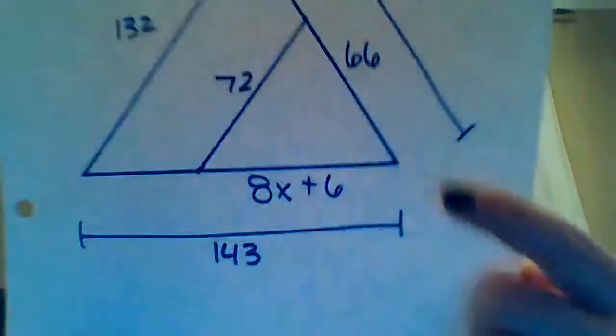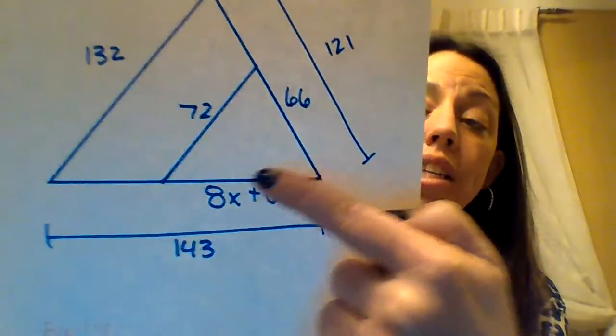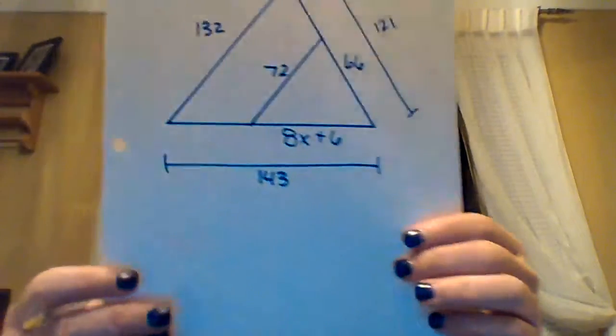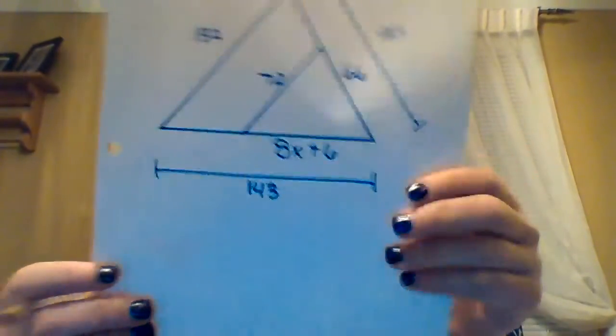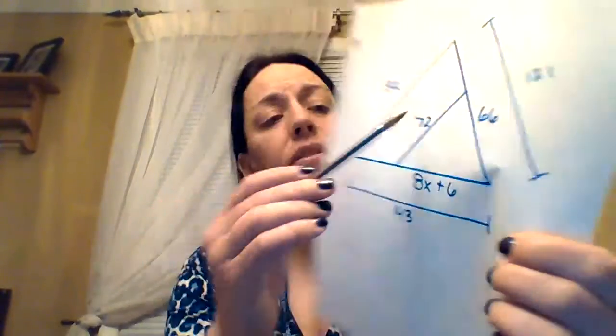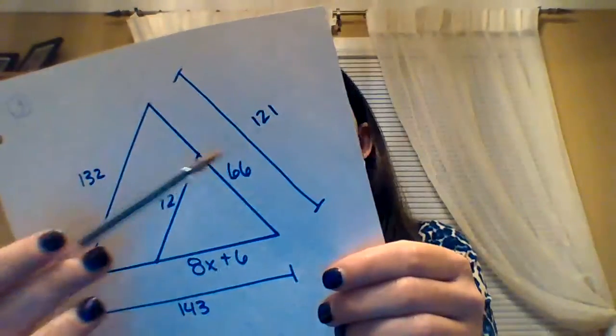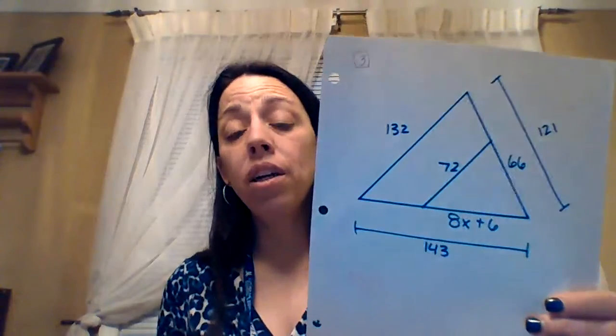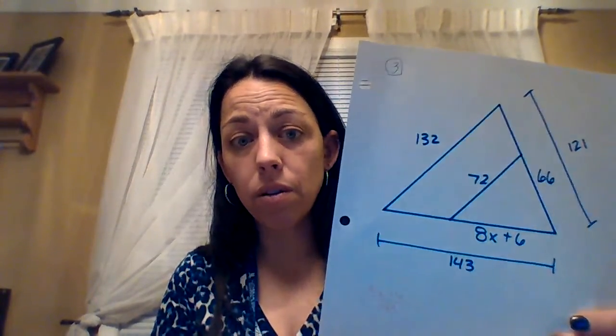But please realize when I write that, 8x plus 6 comes from the small triangle and 143 comes from the big. So I have to now list small to big. So if I was going to use this one, it would have to be 72 over 132. If I was going to use this one, it would be 66 over 121. It really doesn't matter. Tamia, which one would you like to use?